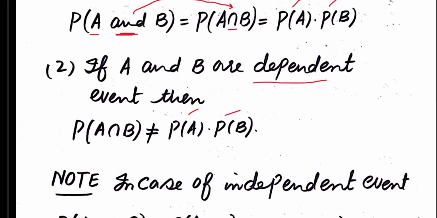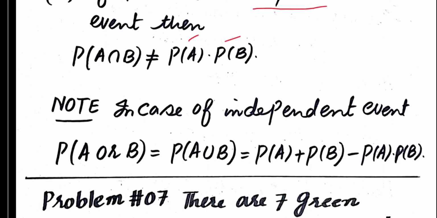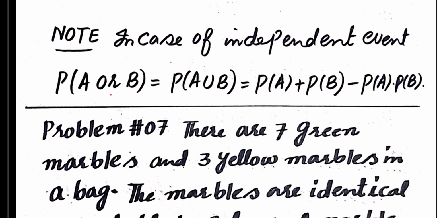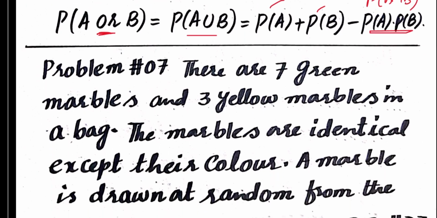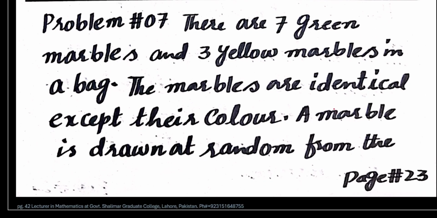Further, in case of independent events, suppose we have to calculate the probability of A or B. That is the probability of A union B. Its formula is the probability of A plus the probability of B minus the probability of A intersection B. Because the events are independent, the intersection can be calculated by their product here. Next problems are related to dependent and independent events, and these problems are nearly close to your past paper questions.